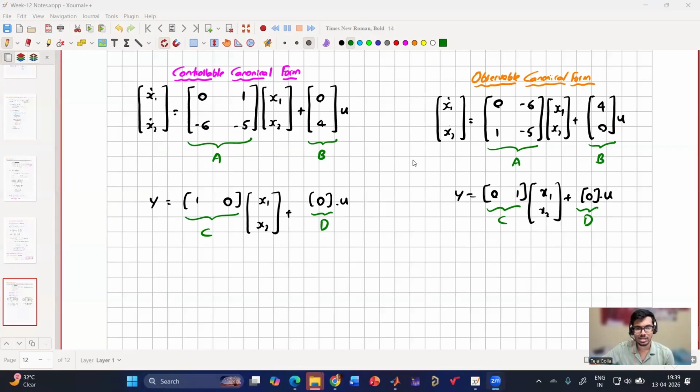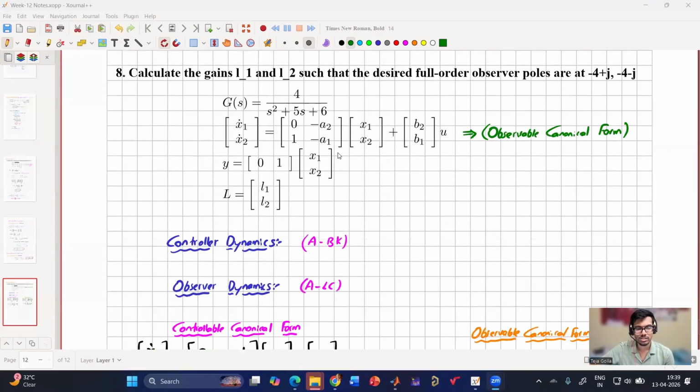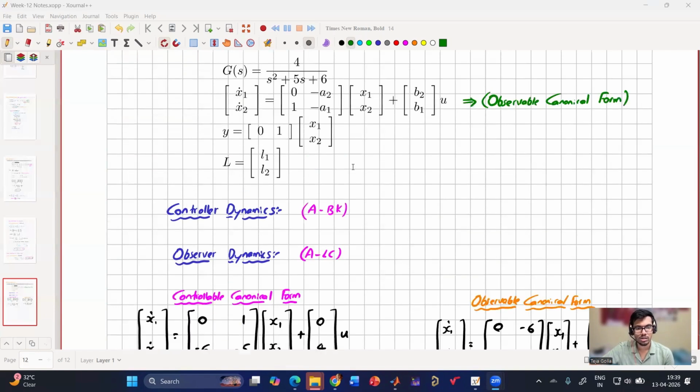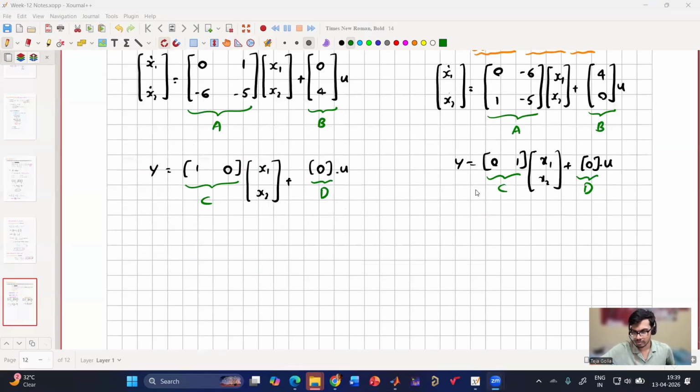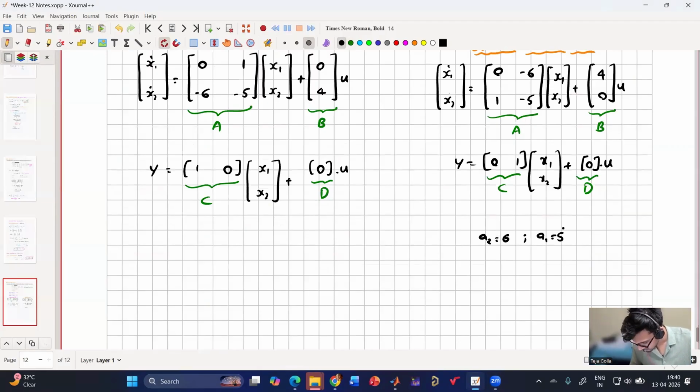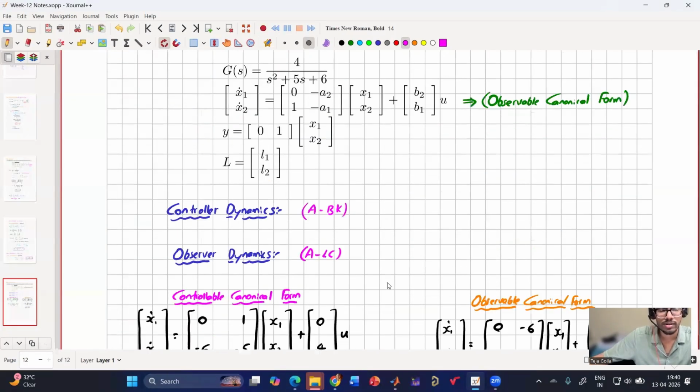Okay, A, B, C, D matrices are given. This 0, 1. A2 is 6, A1 is 5. So let me write it down. A2 is 6, A1 is 5.